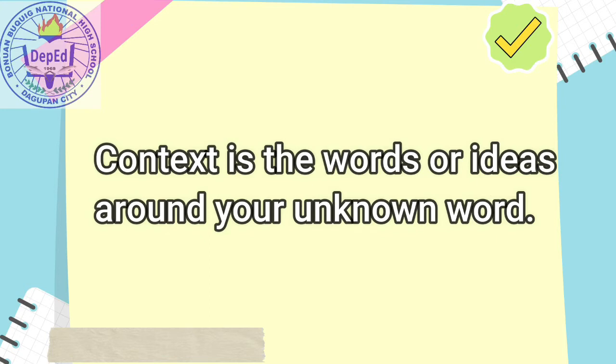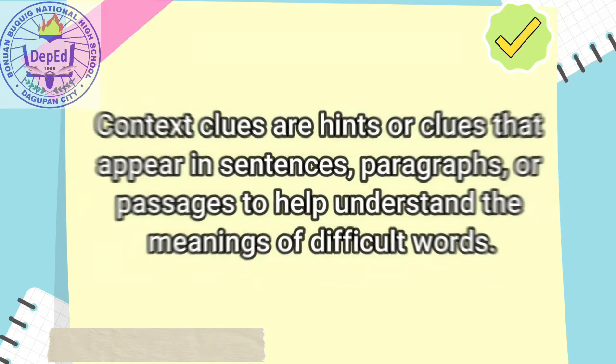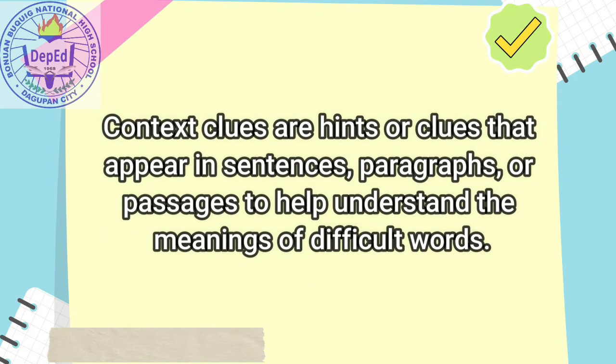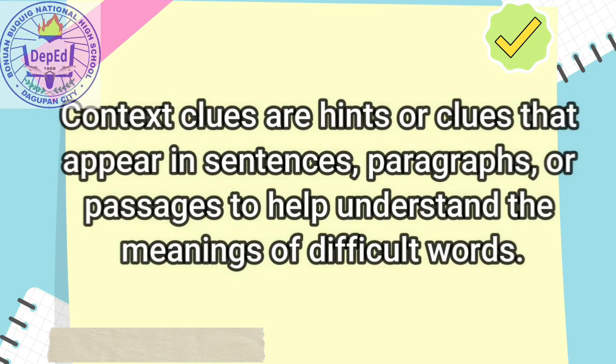Context is simply the words or ideas around your unknown word. So, what are context clues? Context clues are hints or clues that appear in sentences, paragraphs, or passages to help understand the meanings of difficult words. For example, she was in a melancholy state of mind. She felt so sad and down.